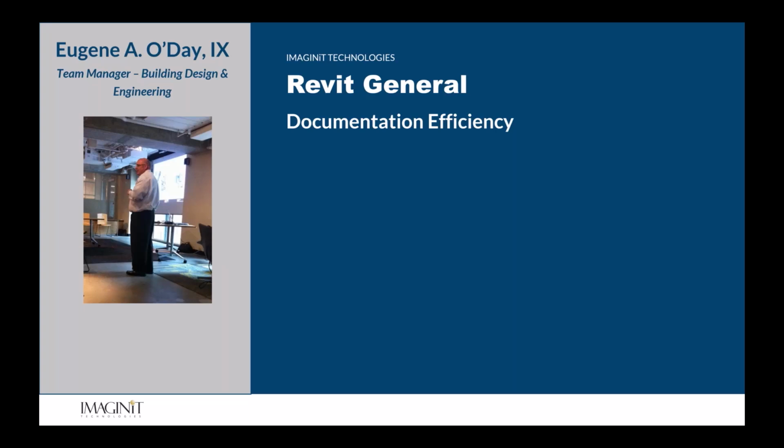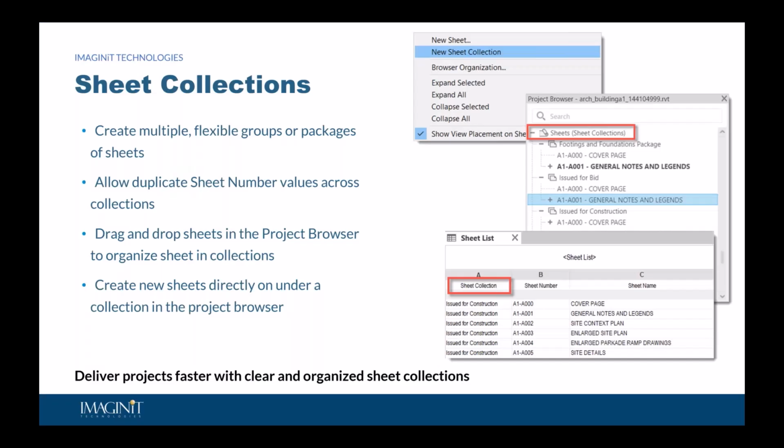So I'm going to wrap this presentation up with the general documentation and efficiencies. And I really just have one little tool that I want to show for you folks, and it's called sheet collections. We now have the ability to easily group our sheets into what we call collections. And we also have the ability to have multiple sheets with the same number. Let me restate that again. Allow duplicate sheet numbers across collections. So that's a game changer for a lot of you folks out there that are trying to have multiple sheets with that same number.